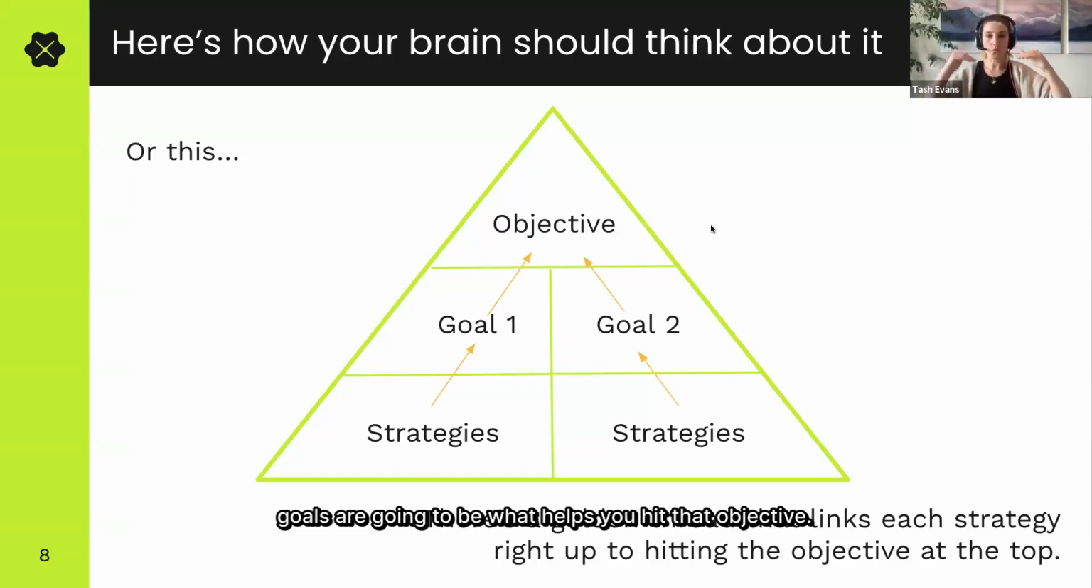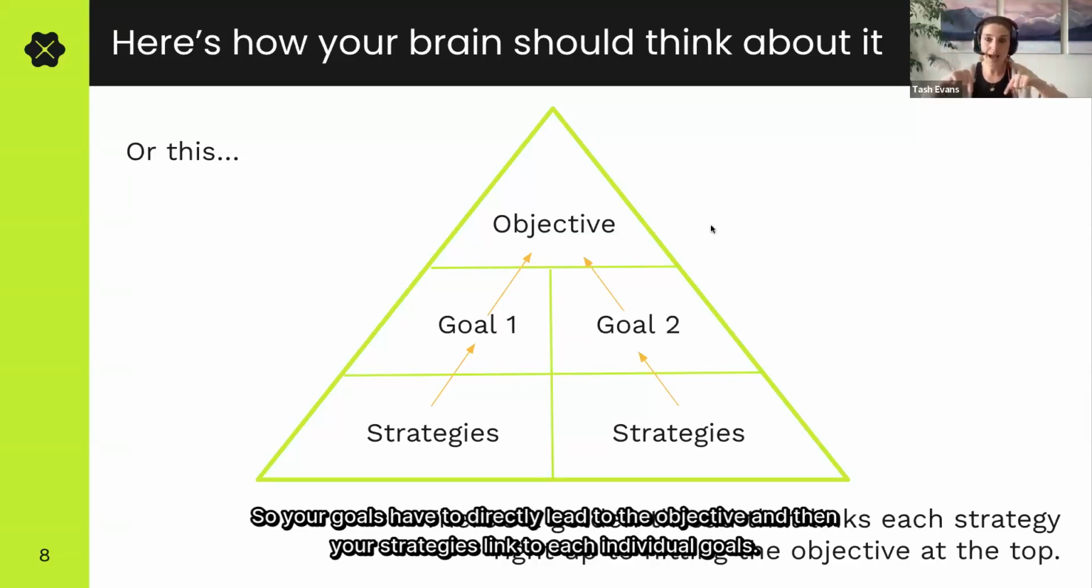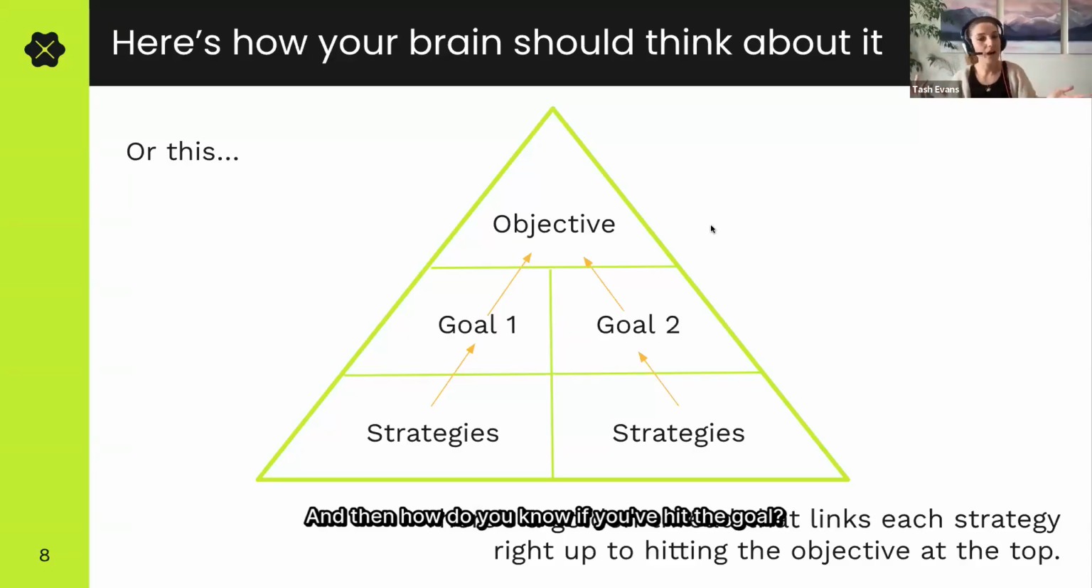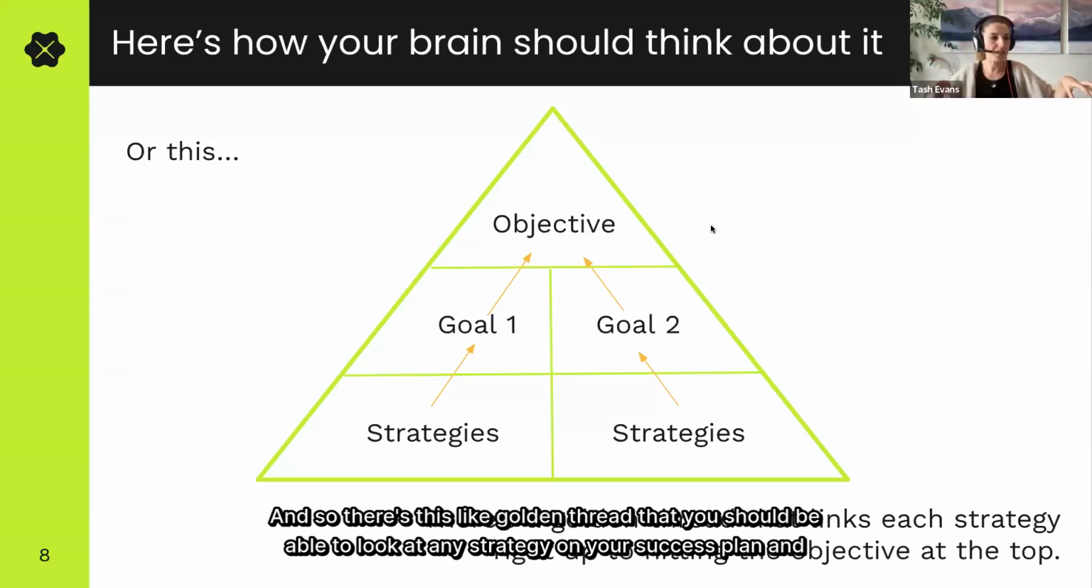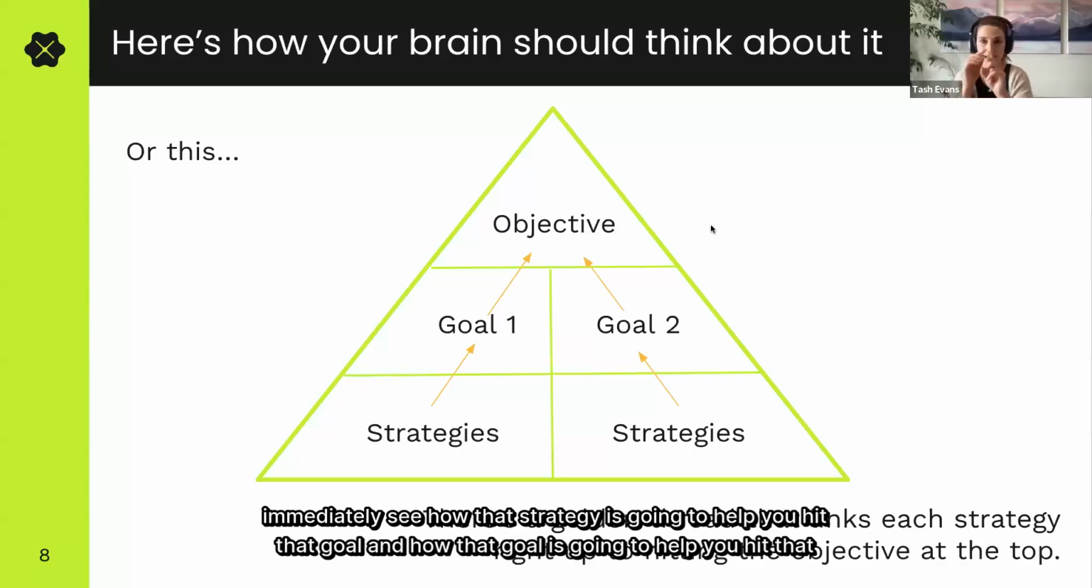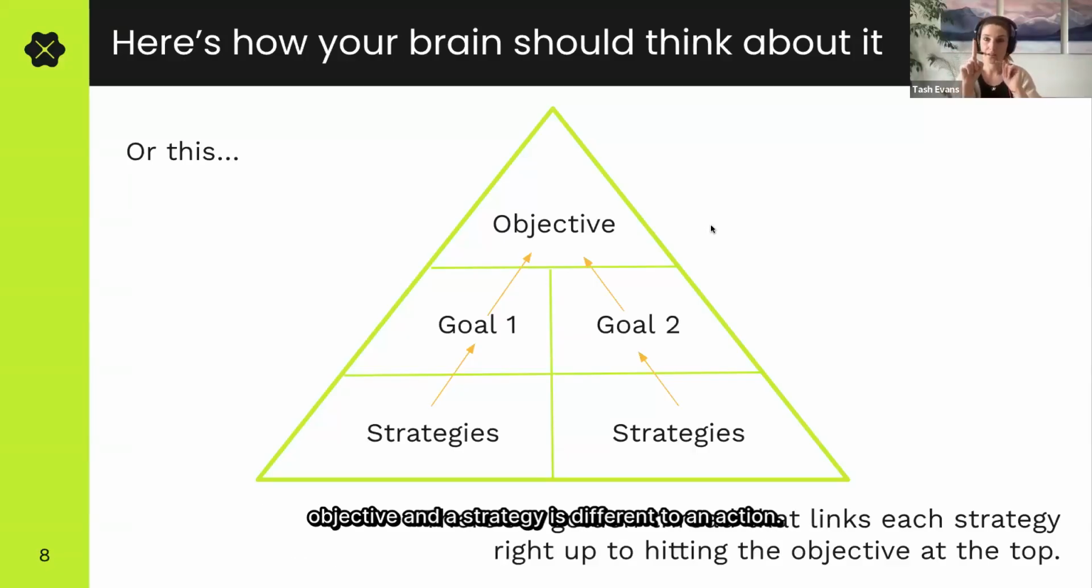And then your goals are going to be what helps you hit that objective. So your goals have to directly link to the objective. And then your strategies link to each individual goal. And then how do you know if you've hit the goal? Well, you need a measure along the way. And so there's this golden thread that you should be able to look at any strategy on your success plan and immediately see how that strategy is going to help you hit that goal and how that goal is going to help you hit that objective.